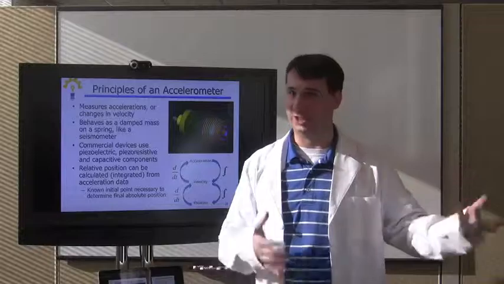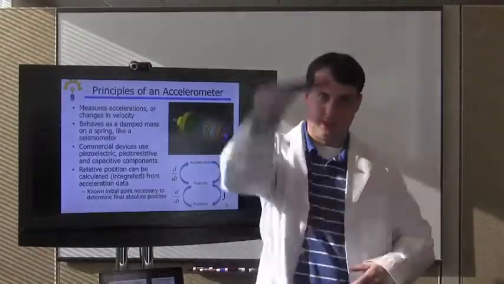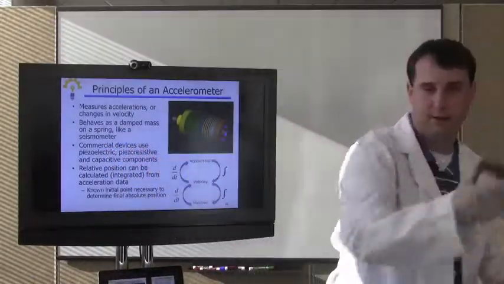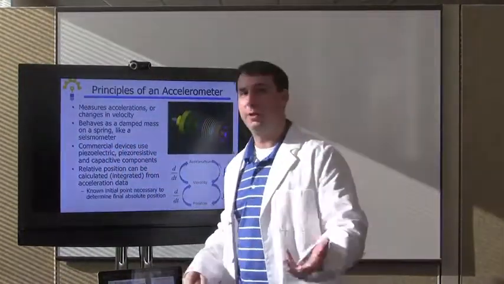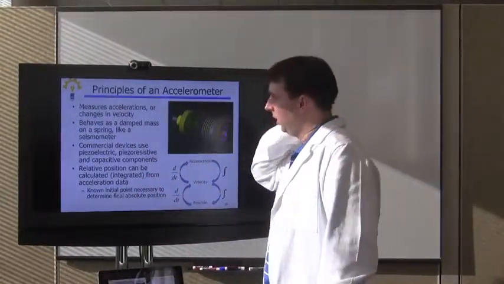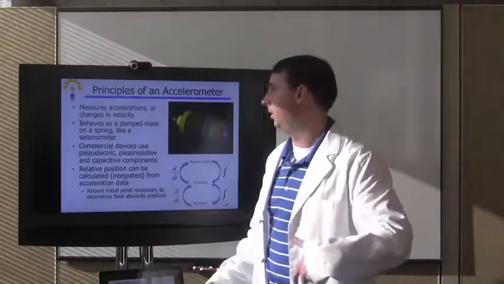It measures accelerations. That's why it's called an accelerometer, as the name would suggest. And acceleration is just a change in velocity, basically. So this is an acceleration, whether rotating or even just speeding up. That's an acceleration. So it measures changes in velocities or motions, movements, vibrations. It behaves like a damped mass on a spring, just like a seismometer.